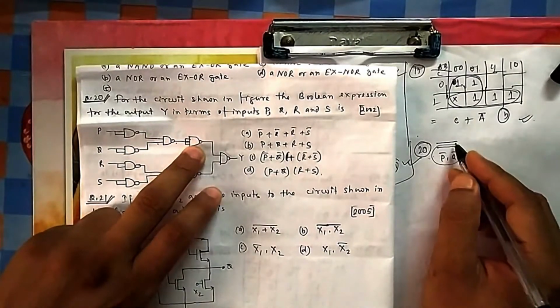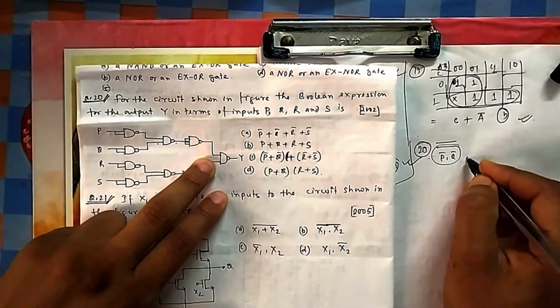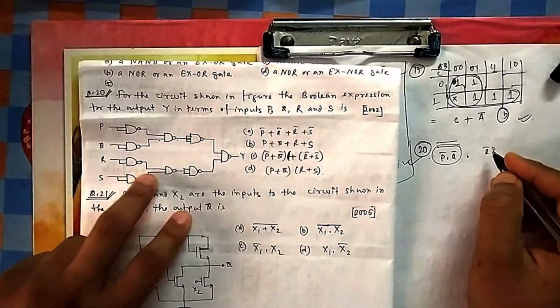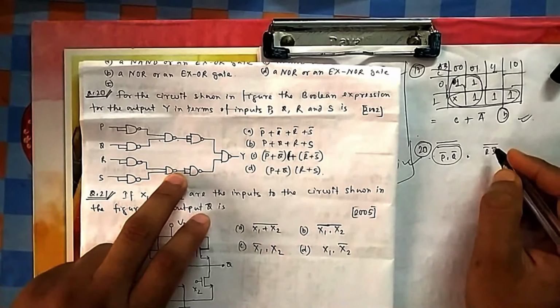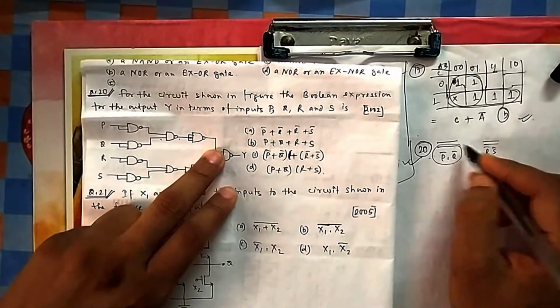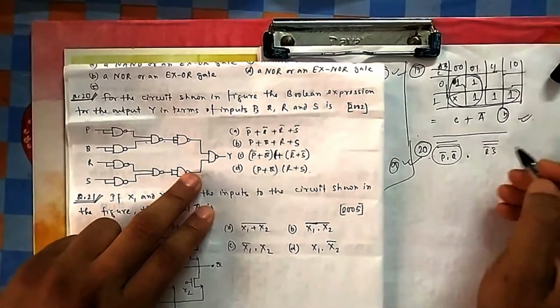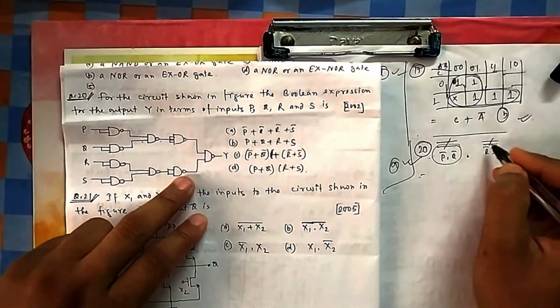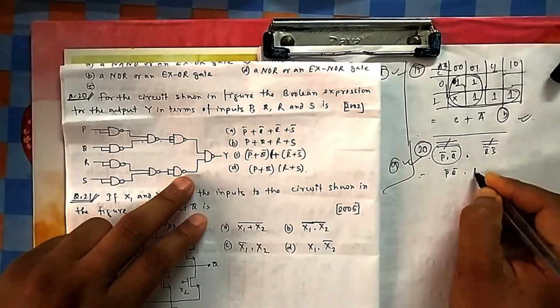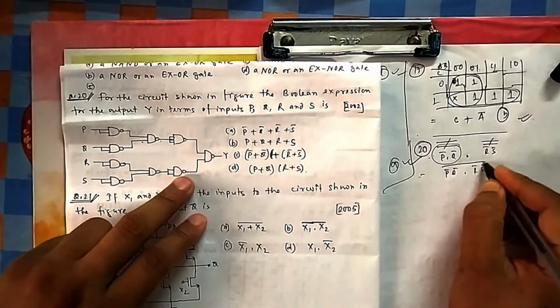Then the whole bar is multiplied with this side. This side is R bar, S bar. Both are multiplied, then bar here, then again bar here. Then if you take this product, overall there is a bar. So the bars get cancelled out. Ultimately you are left with P bar, Q bar, dot R bar, S bar, and then the whole bar.